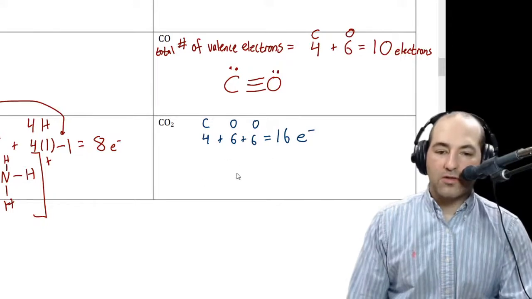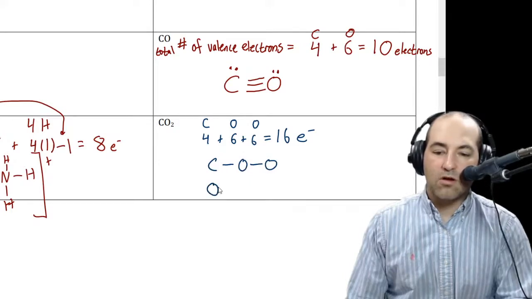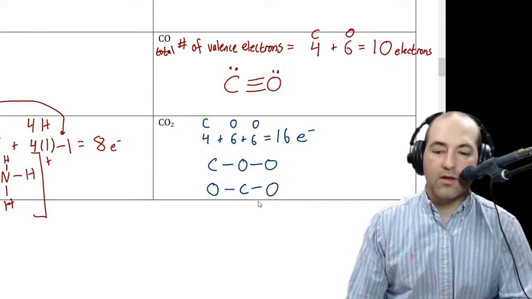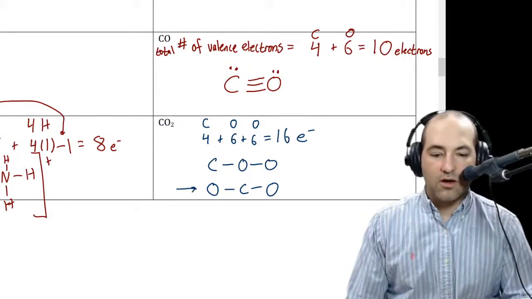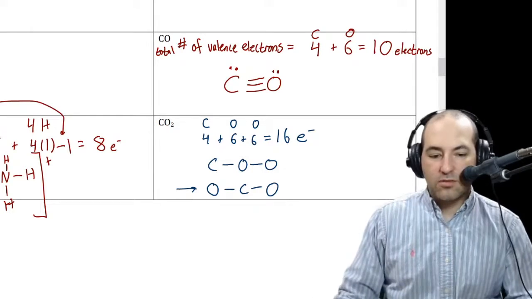Now we're going to start building our structure, but we have a choice here. We can make this COO, or we can make this OCO. Which do we go with? Well, the correct answer is the bottom one. But hold on, let me answer a question here. Shouldn't each have 8? Or does it have 2 because they're 4?